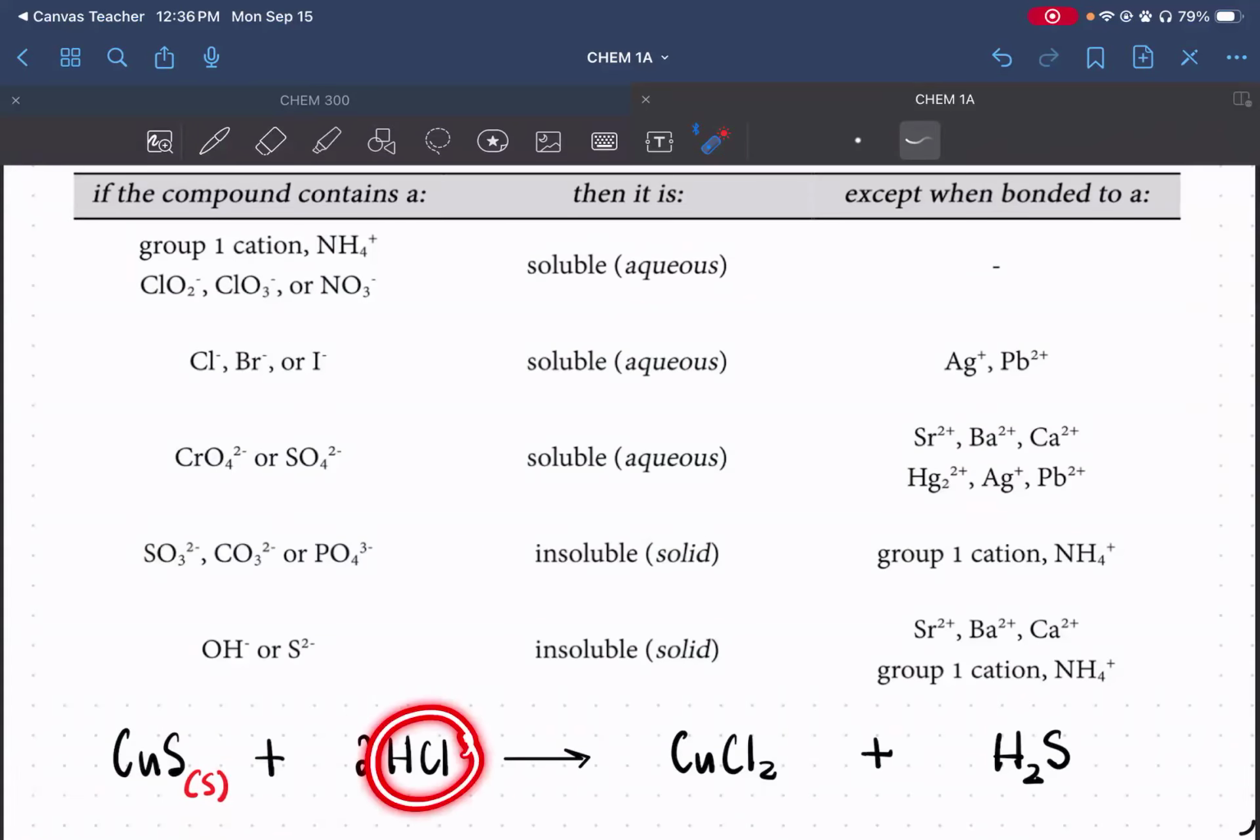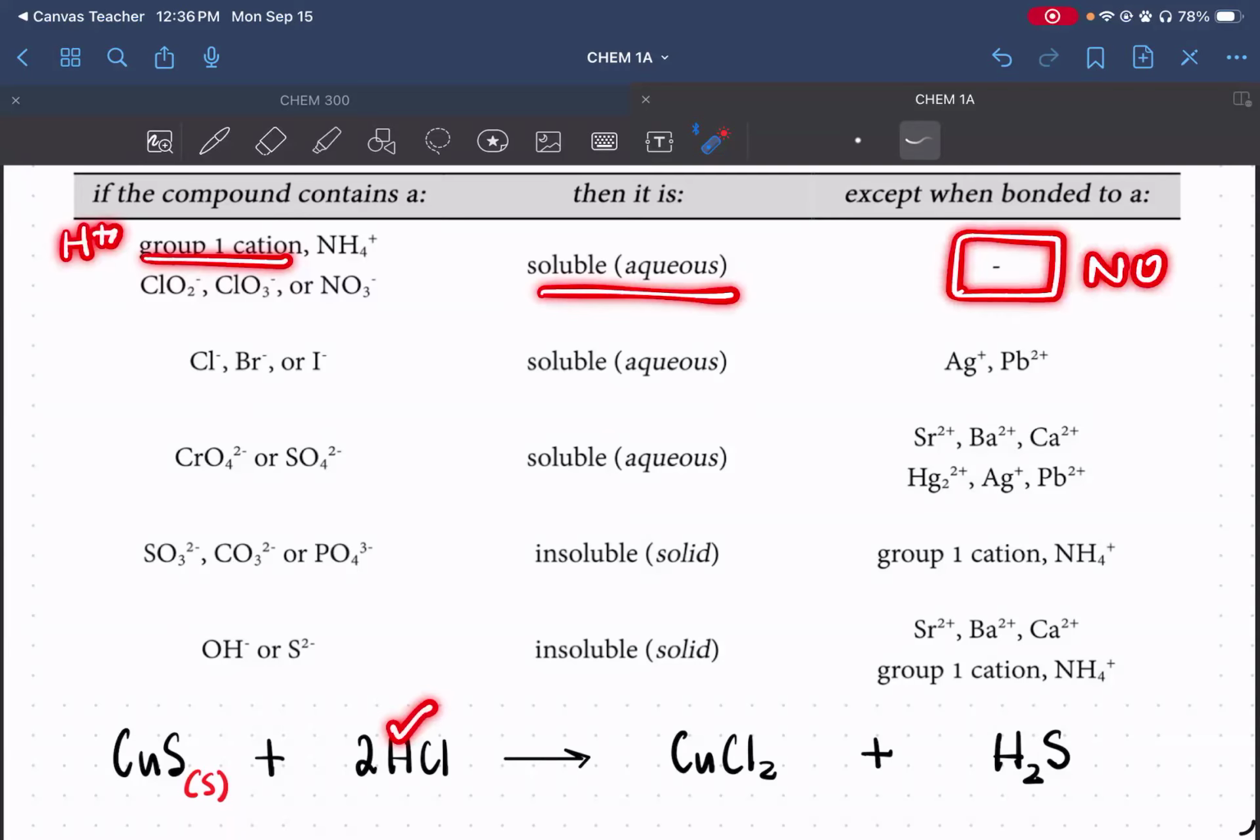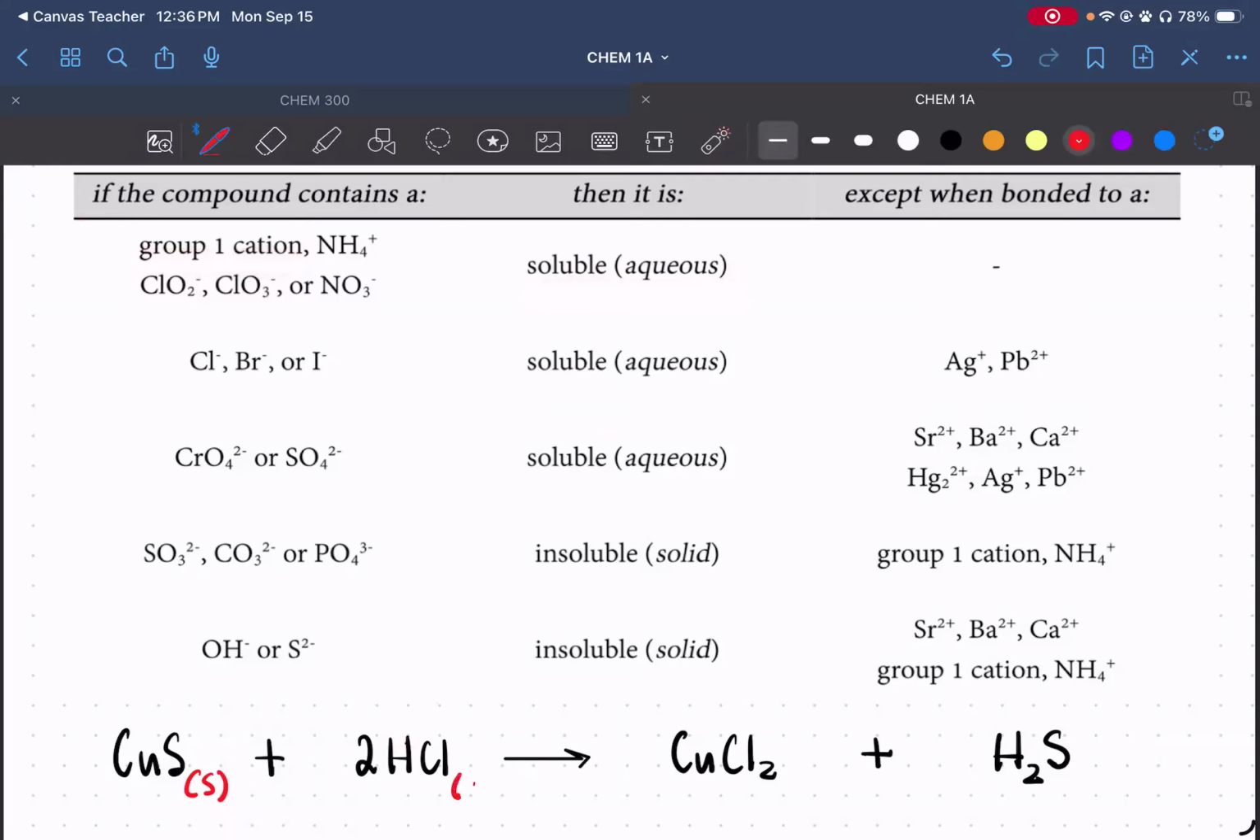Next up, we have HCl. That is both H plus and Cl minus. All right. Looking at the first column, technically hydrogen is a group 1 cation, so you could use that logic. If the compound contains a group 1 cation, which it does, then it is soluble, no exceptions. So I don't even need to look any further. It has a hydrogen. Hydrogen's a group 1. It's soluble, no exceptions. HCl is aqueous.